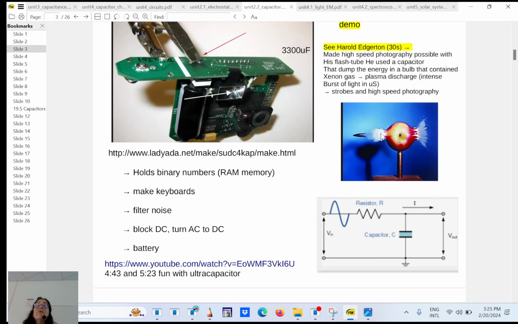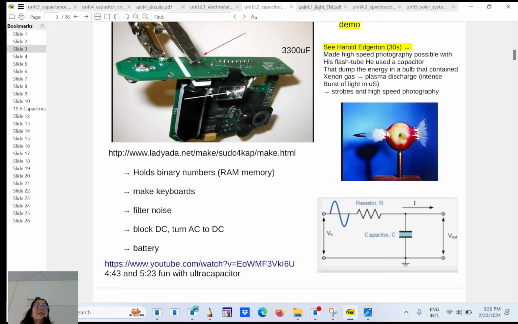So that was a breakthrough in the 1930s at MIT. A professor here developed high-speed photography using a capacitor that will discharge into a plasma tube. It's like a plasma globe, but it's a tube. And that bulb, a plasma bulb, it's called a plasma discharge. So you will have a huge flash during a very small time because the discharge happened very quickly.